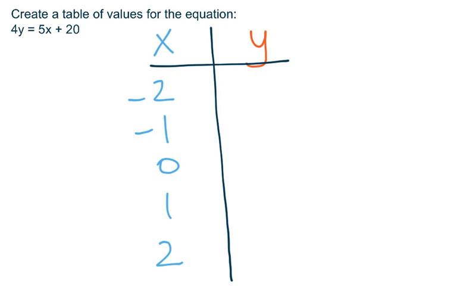That gives us a few negative numbers. We see what y is when x equals 0, and it gives us also a few positive values for x. So let's start plugging these x values in and see what that gives us for y. We'll start with -2.